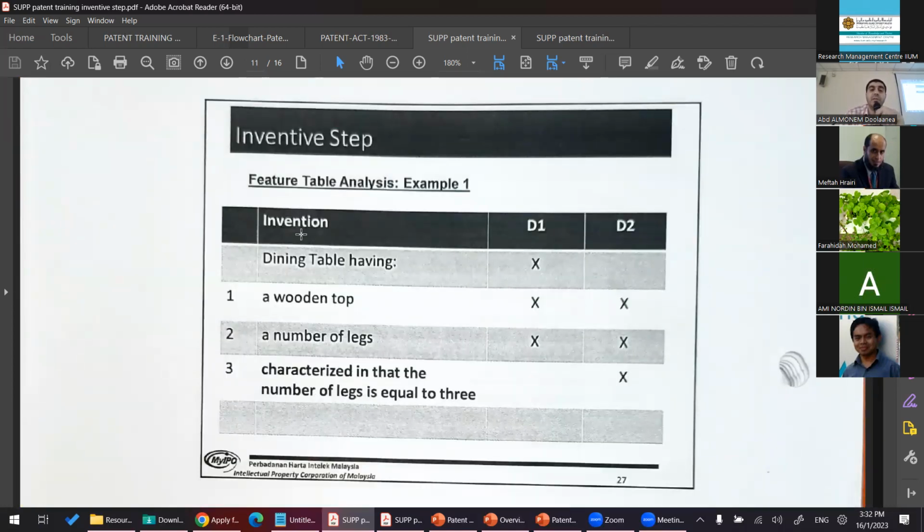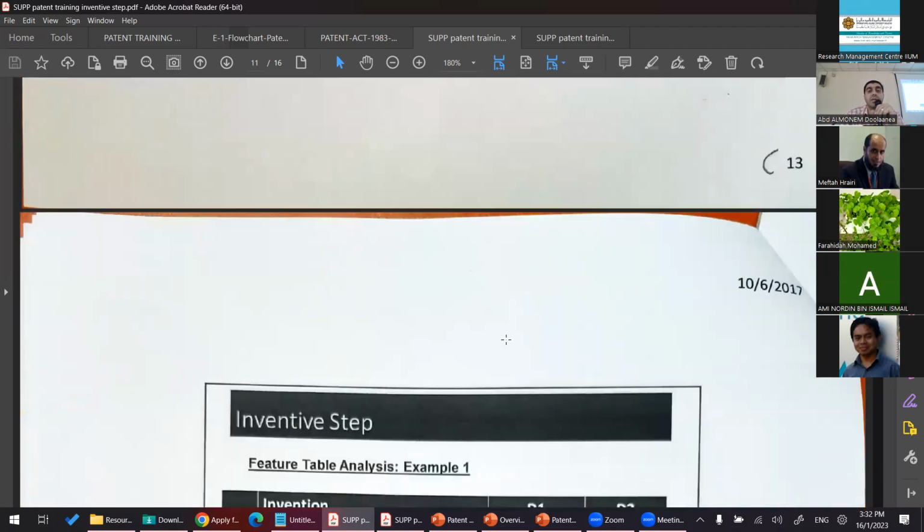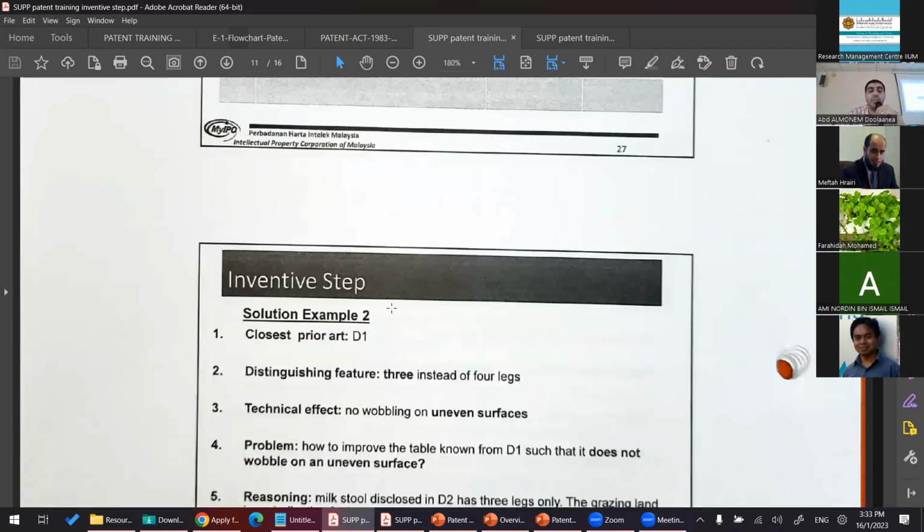Then the feature table: your invention, a dining table having a wooden top and a number of legs, characterized by 3 legs. Document 1 is a table with a wooden top, and it has legs, but not 3, it has 4 legs, so a different feature. Document 2 has a wooden top, a number of legs, and it has 3 legs, but it's not a dining table. Document 2 is a milk stool. So now we need to see if we combine these two together, whether someone can clearly make a wooden table with 3 legs to solve a problem of stability.